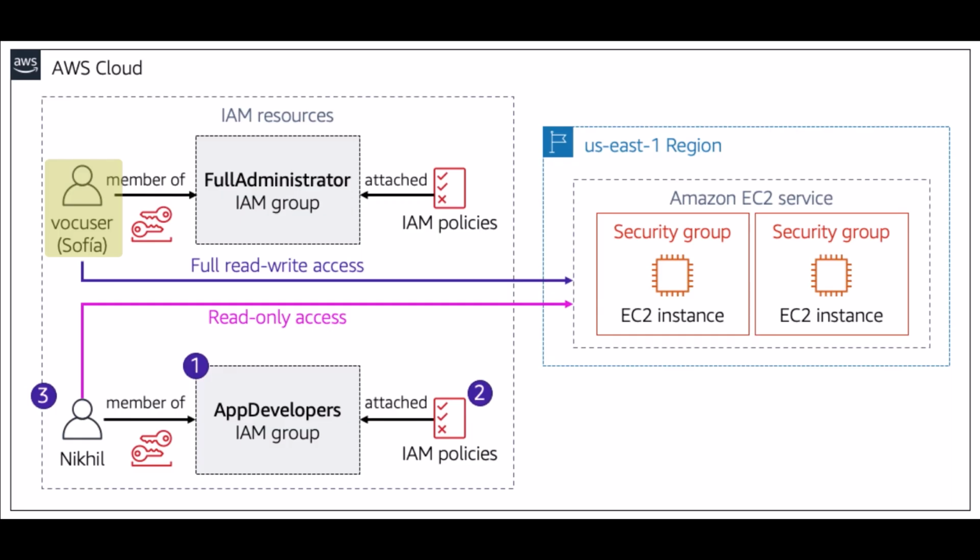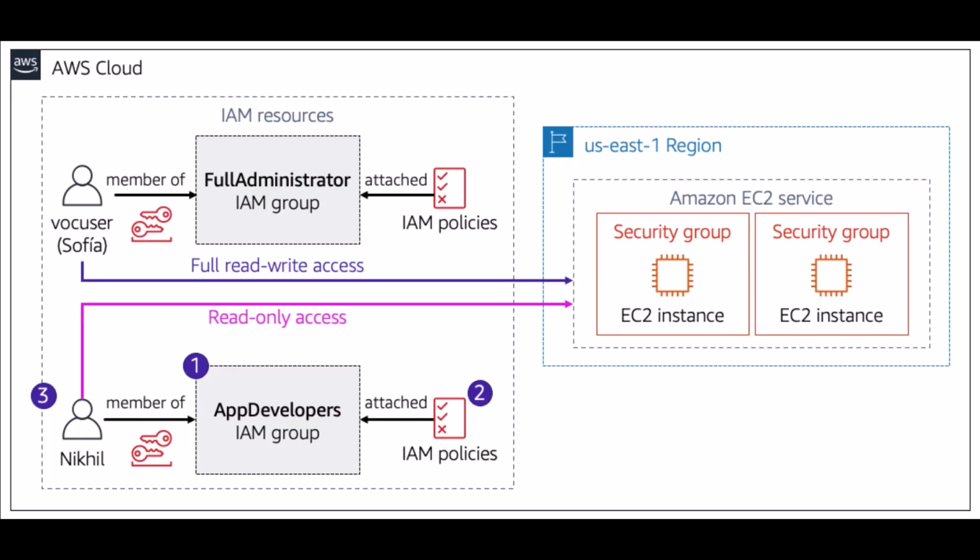In this demonstration, I'll play the role of Sophia and act as the account administrator. I'll first create an IAM group. Then I'll attach the needed IAM policies to the group. And third, I'll create an IAM user for Nikhil and make him a member of the group. Finally, I'll test logging in as the Nikhil user to verify the account access is what I intended.